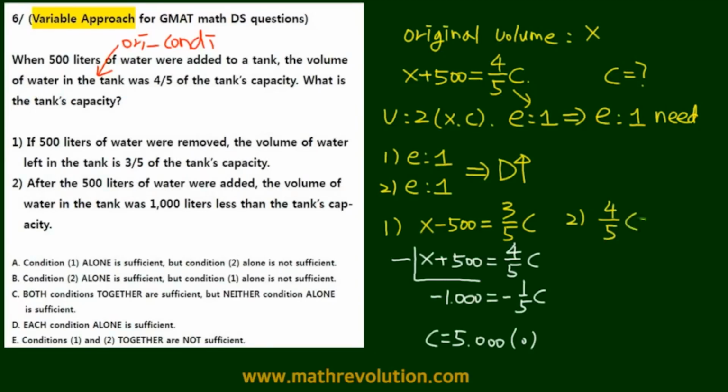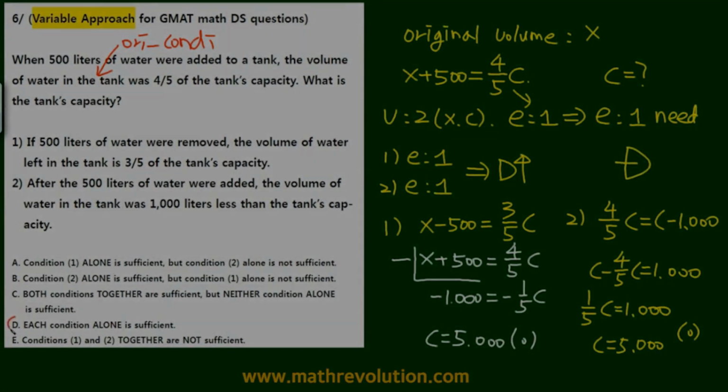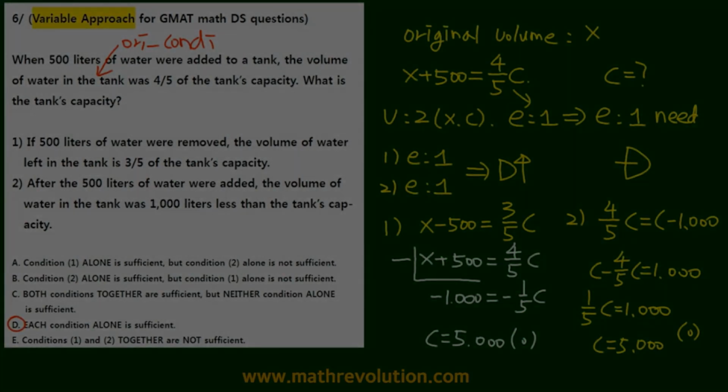What we have is 4 over 5c is equal to c minus 1000. What we have then is c minus 4 over 5c is equal to 1000, which means that 1/5 c is 1000, and again, c is equal to 5000. Condition 2 is also sufficient. That's why D is going to be our answer according to the variable approach method, which right now is the most recognized and efficient way of solving GMAT math problems.